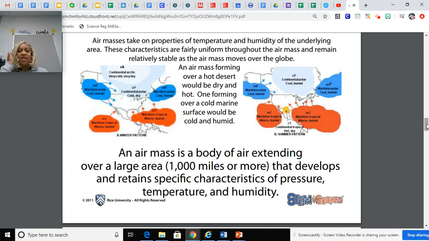An air mass is a body of air extending over a large area, like 1,000 miles or more, that develops and retains specific characteristics of pressure, temperature, and humidity.